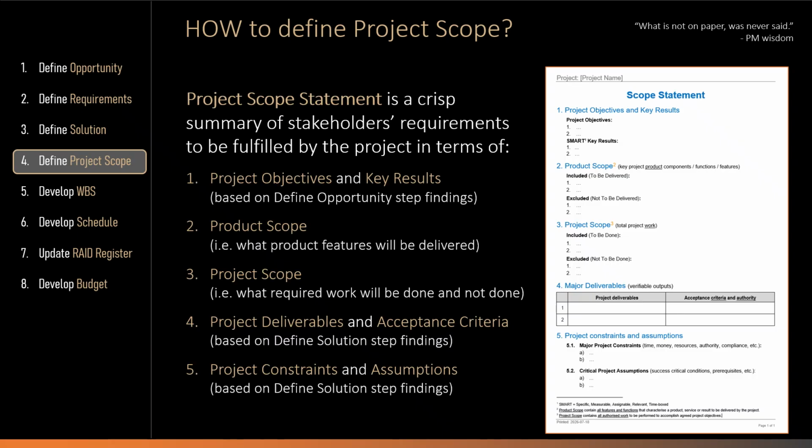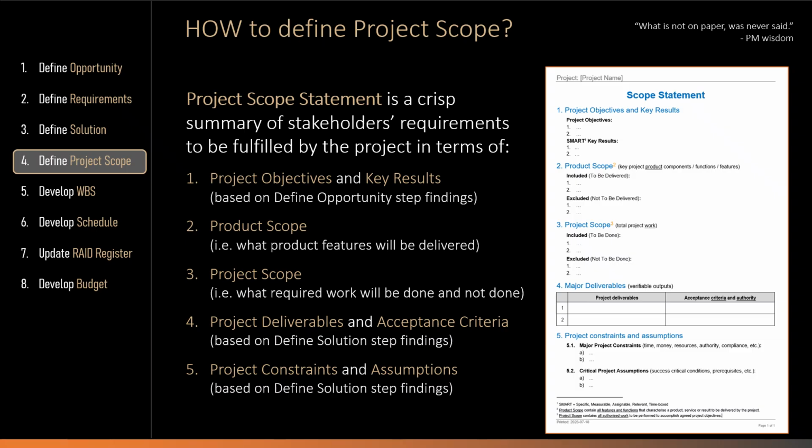The project scope statement is a crisp summary of the project opportunity and stakeholders' requirements in terms of project objectives and key results, product scope, which defines required project outputs or deliverables from the customer point of view, project scope, which defines the work required to deliver the product scope, project deliverables and acceptance criteria for them, as well as project constraints and assumptions. In project management, product scope defines what the final deliverables will be, while project scope defines how those deliverables will be created.